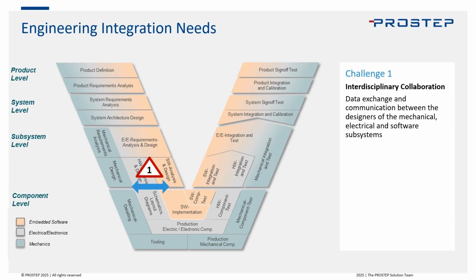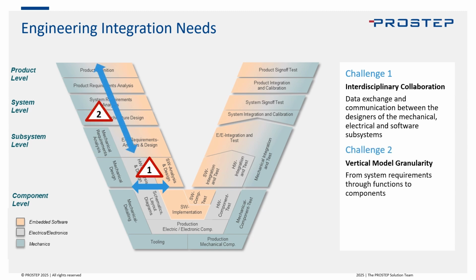Number one, interdisciplinary collaboration. So how do I take mechanical design and software development and ECAD, and then manage between all of those, maybe the configuration of it as well, and concurrent changes so I can collaborate and work concurrently to do that together. The second challenge is vertical model granularity, and this is really moving across the product lifecycle.